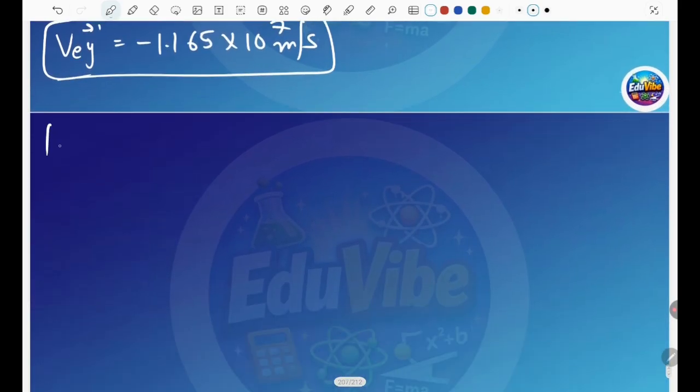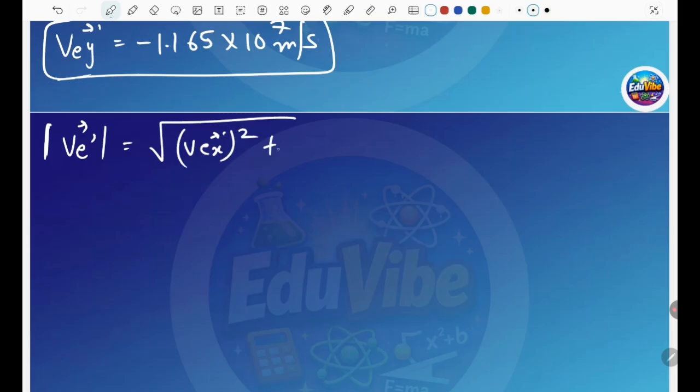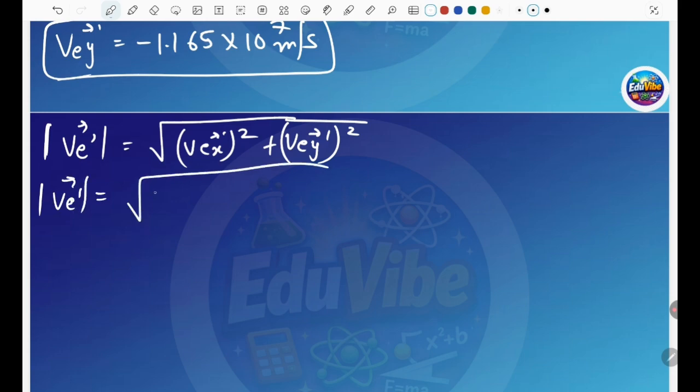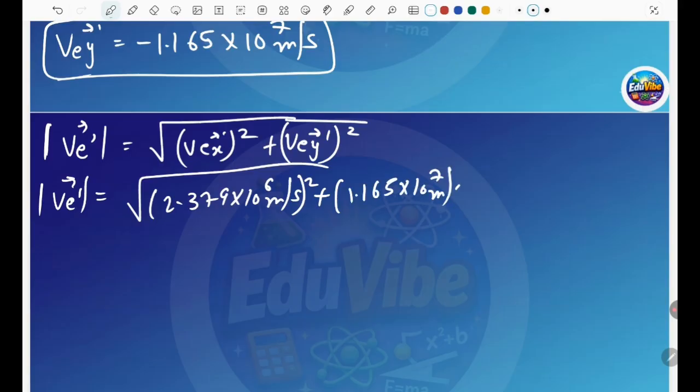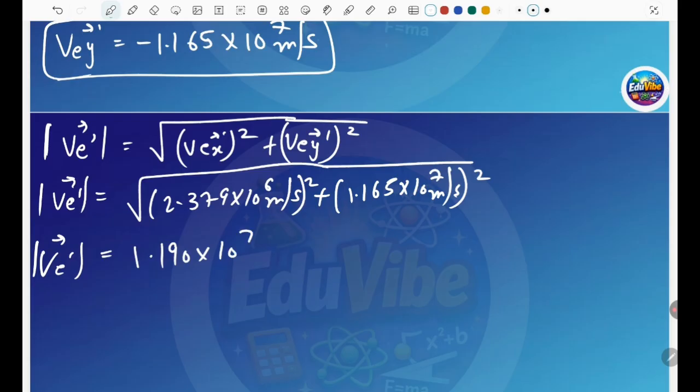So for the resultant one, we have the square root of V at x squared plus V at y squared. This is equal to the square root of 2.379 into 10 raised to power 6 meter per second, squared, plus 1.165 into 10 raised to power 7 meter per second, squared. When you solve this, you get about 1.190 into 10 raised to power 7 meter per second.